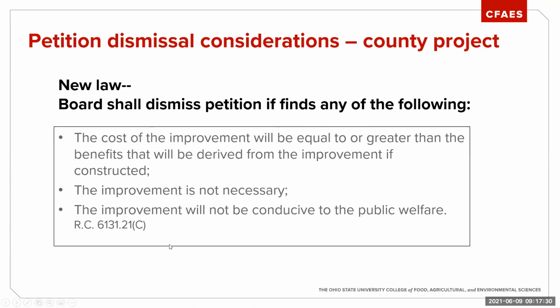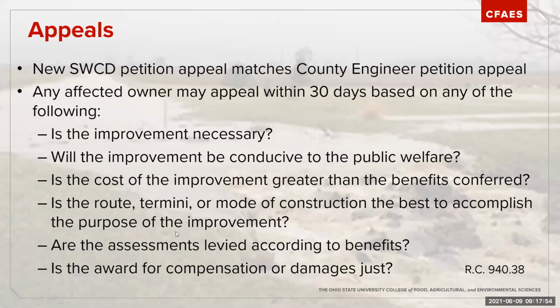We also allowed the board to dismiss a petition if it found that the cost would be equal to or greater than the benefits that would be derived, that it's not necessary, or that it won't be conducive to the public welfare. So some clear standards there for when the board has the authority to dismiss a petition, and that is all new as well.